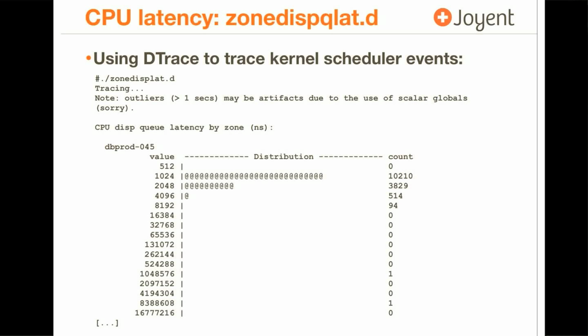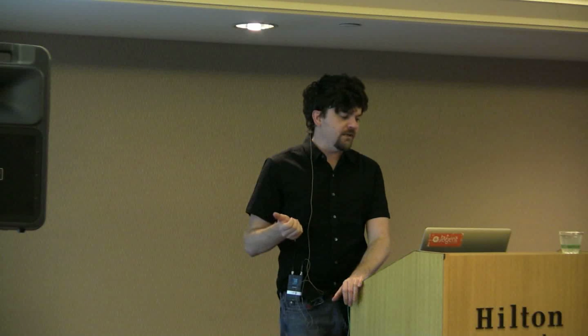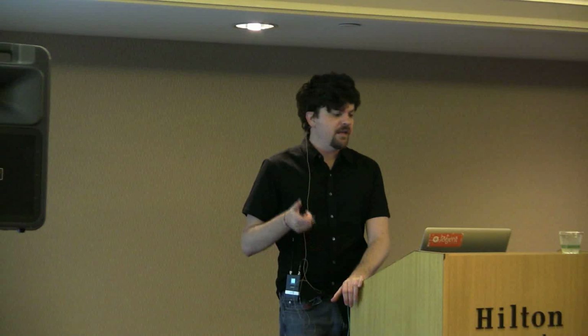It's a work in progress. This is where things aren't that nice to do. To start with, there can be a lot of overhead to do this. Scheduler events are very frequent. I'm tracing scheduler enqueue and dequeue events. I'm saving a timestamp in an associative array, and I'm retrieving it on dequeue to do a delta. And that can add up to overhead.